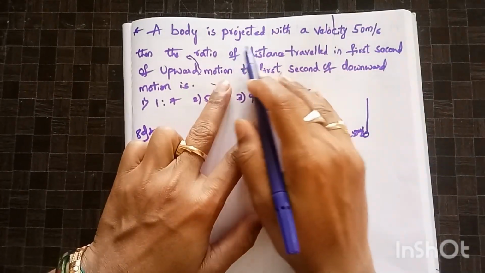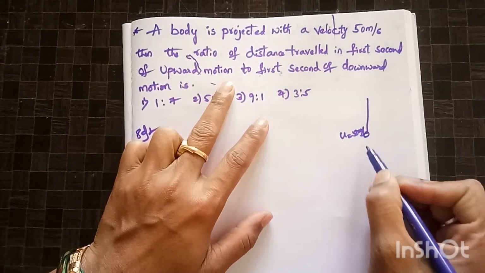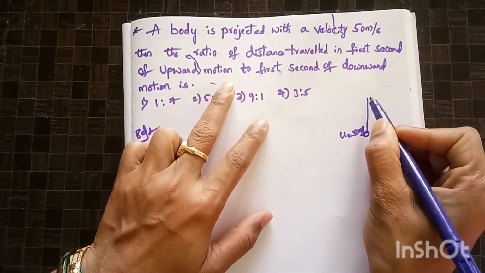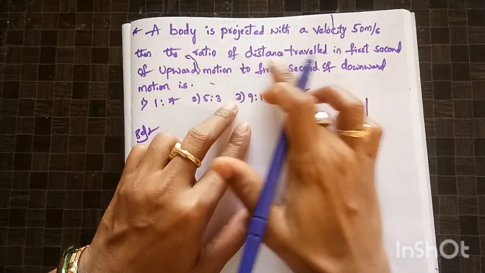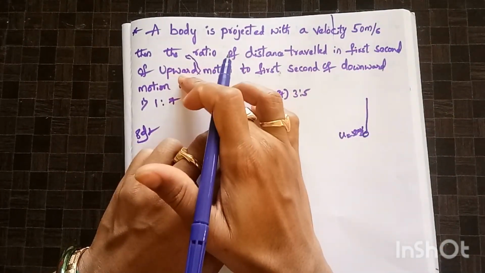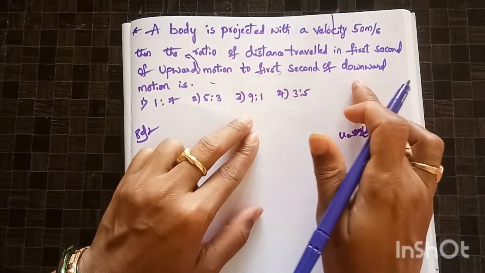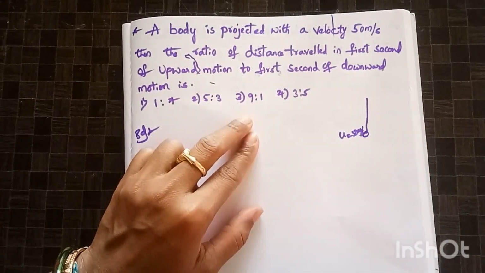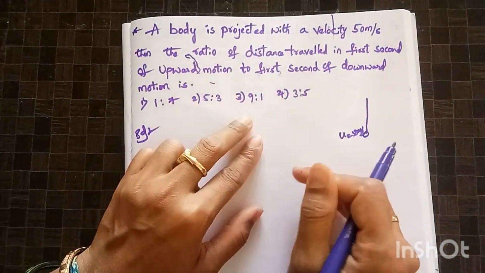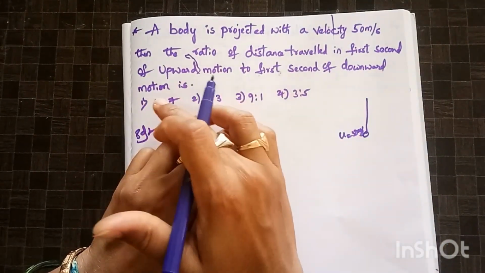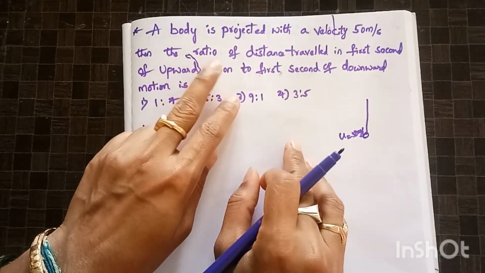A body is projected with a velocity of 50 meter per second. Then find the ratio of the distance travelled in the first second of upward motion to the first second of downward motion. They say to find the distance for the first second of upward motion and the distance for the first second of downward motion, in the form of a ratio.